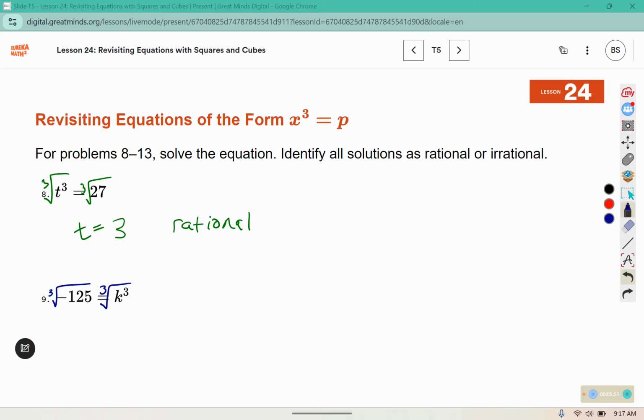The cubed root of negative 125. That would be negative 5. Negative 5 times negative 5 makes positive 25. And if we multiply by another negative 5, that gives us negative 125. Negative 5 is a rational number.